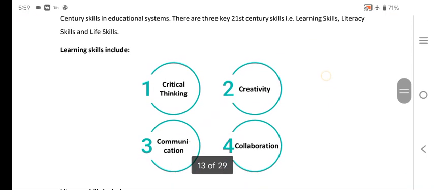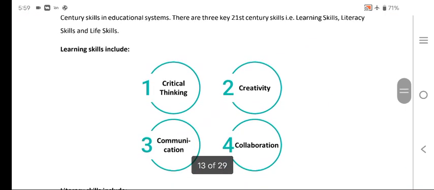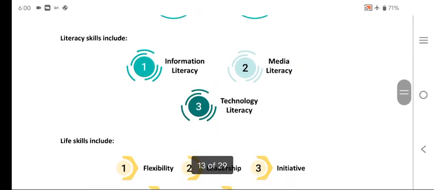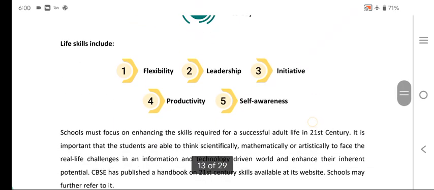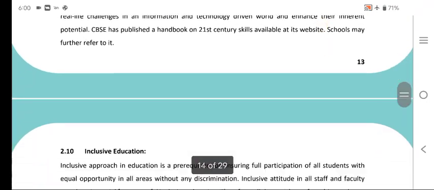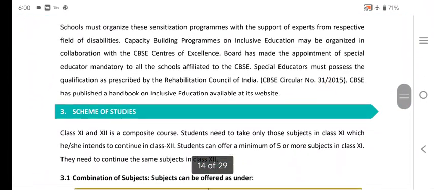So 21st century skills, we know about the 21st century skills, and learning skills included critical thinking, creativity, communication and collaboration that we all need. And literacy skills included information literacy, media literacy and technology literacy. Both are the things that are interrelated in literacy skill. And life skills, we know about flexibility, leadership, initiative, productivity and self-awareness. So all those things will be included in here.